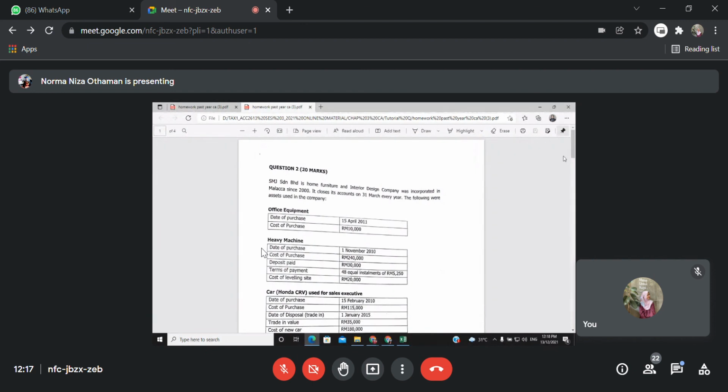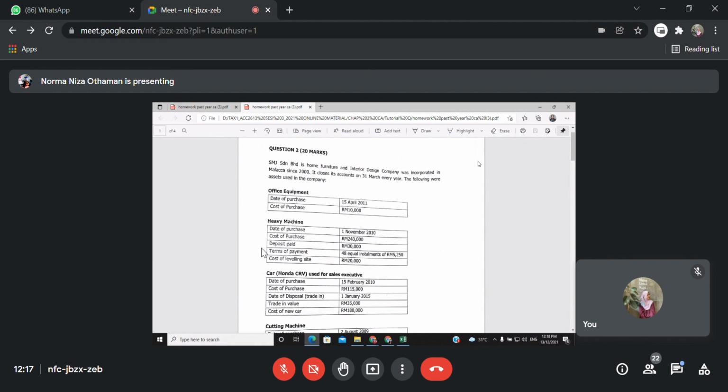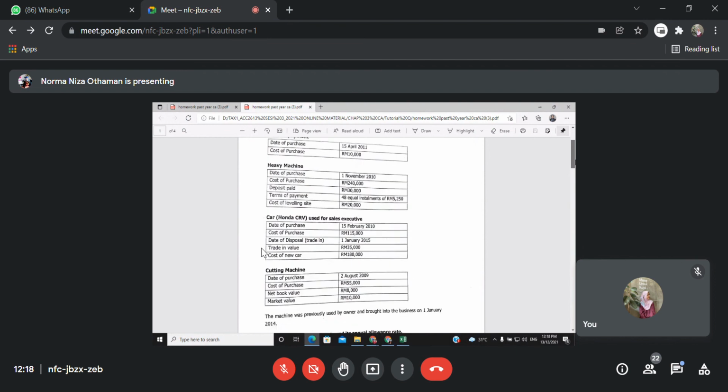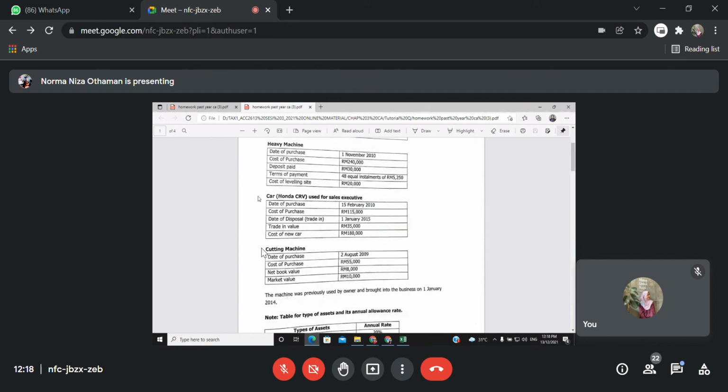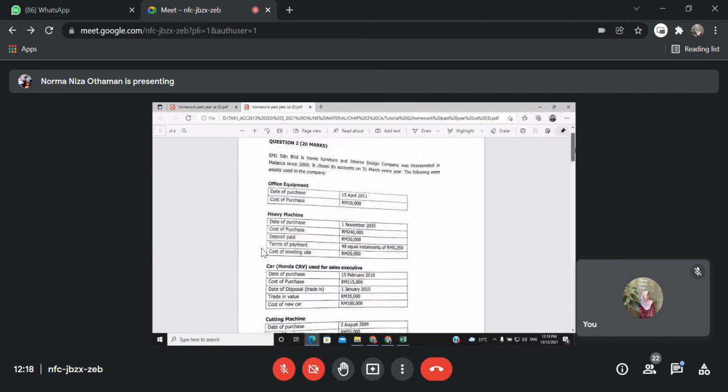Okay. Berapa? So soalan ni SMJ Berhad ni. Okay, so you boleh kira dahulu untuk office equipment. Heavy machine tak boleh kira lagi. Kenapa tak boleh guys? Kenapa heavy machine tak boleh kira? Nampak tak installment ni? Okay, so bila ada installment bermaksud dia adalah hire purchase. So hire purchase kita belum lagi buat. Okay, so you kira office equipment and then you kira untuk Honda CR-V. Yang ni boleh, Honda ni sebab dia beli terus cash, and cutting machine. So ada 3 yang you boleh kira lah. 1, 2, 3. Okay, untuk SMJ.